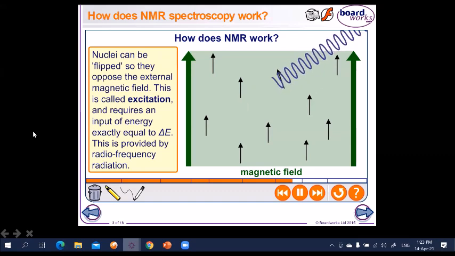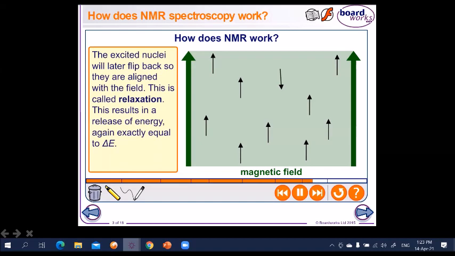So they can be flipped; they oppose the radio waves coming in. The radio waves flip them and excite them, and that's equal to the delta E energy level. The excited nuclei will later flip back up so that they are aligned with the field. That is called relaxation. This results in a release of energy, which is again equal to delta E.